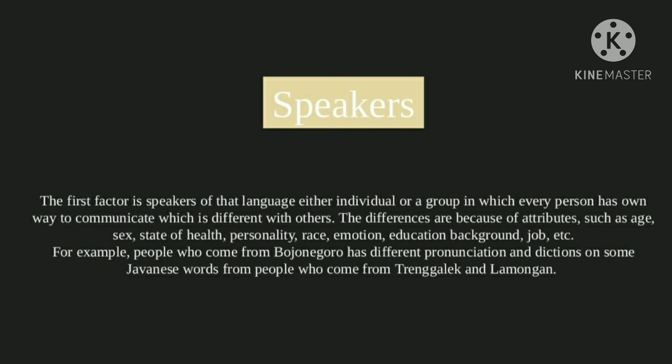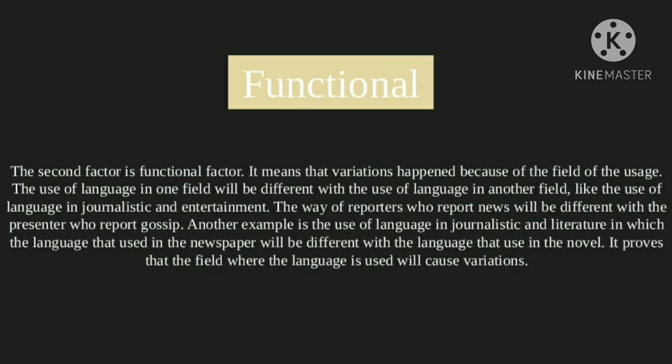Speaker. The first factor is the speaker of that language, either an individual or a group, in which every person has their own way to communicate which is different from others. The differences are because of attributes such as age, state of health, personality, race, emotion, educational background, job, etc. For example, people from Bojonegoro have different pronunciation and diction for some Javanese words from people from Trenggalek and Lamongan.